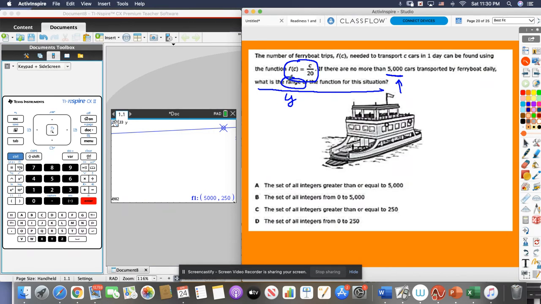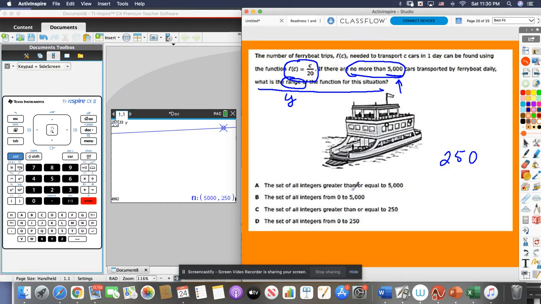Again, they gave me input. I'm looking for output, or I'm looking for the range. So that's 250. So there's no more than this. So it's got to be less than 250.